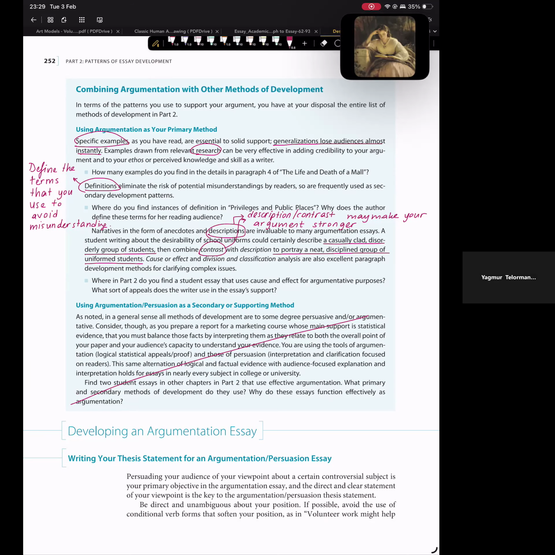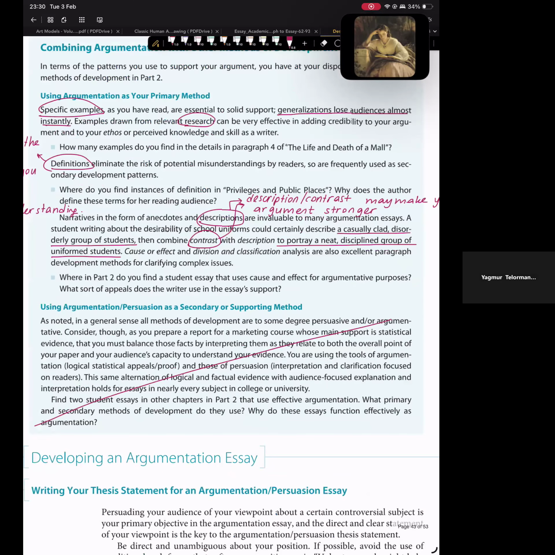You may need to define them in order to avoid misunderstanding. Also, descriptions, you can use descriptive method or contrast method to make your argument stronger. For example, here an example is given about the school uniforms.